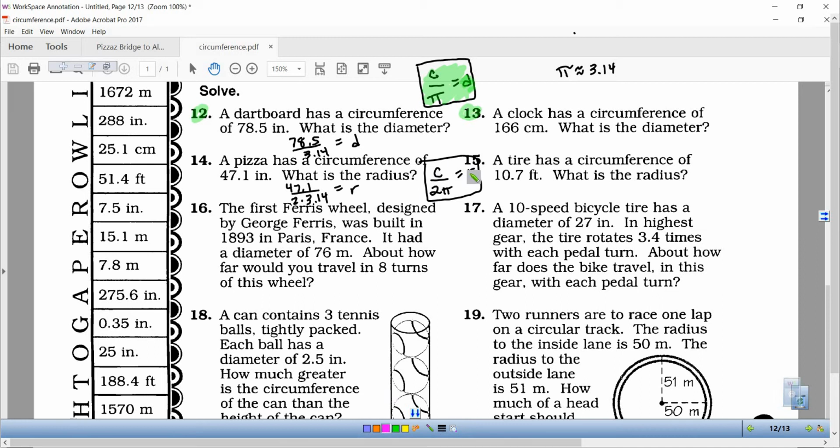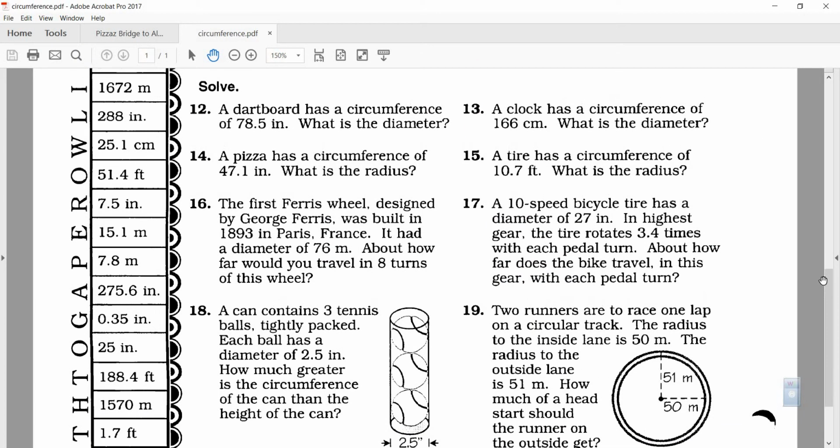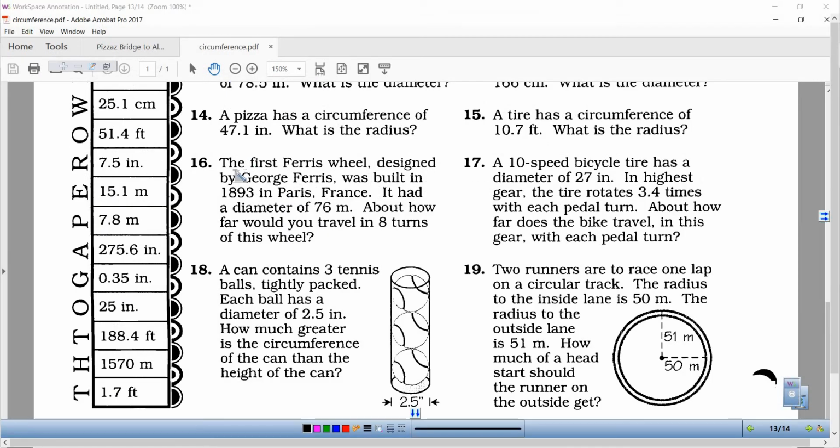And if you need to find the radius, you're going to take the circumference and divide it by 2 pi, and that's what you're going to do for 14 and for 15. All right. Okay, well, what about 16, 17, 18, and 19, Mr. Reeves? What about those problems? All right, well, let's take a look at each of these.